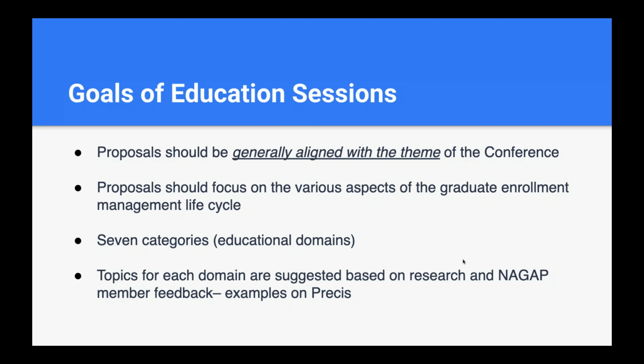And as we're going to learn a little bit later in the presentation, currently we have 7 categories in which the proposals would fall under. We refer to them as the educational domains. I believe Tony's going to go more in depth with you later about each domain. And these domains have developed over the last couple of years through extensive research that NAGAP has done, and also with feedback from our membership.